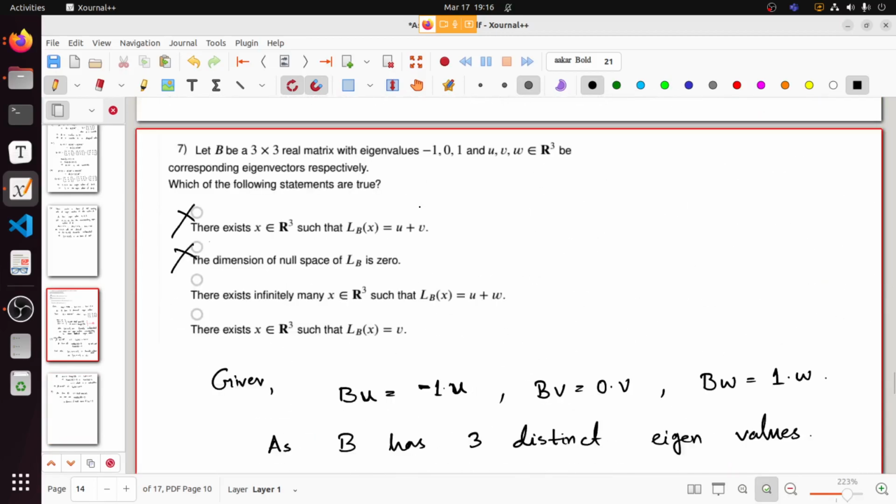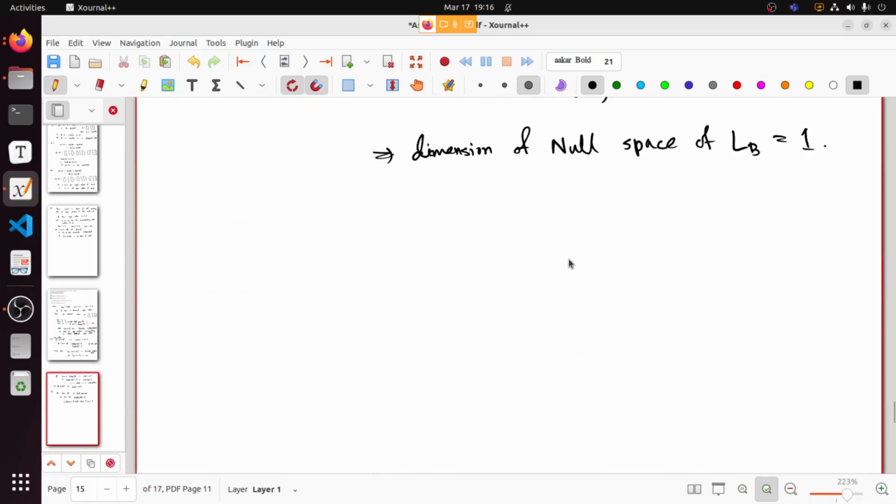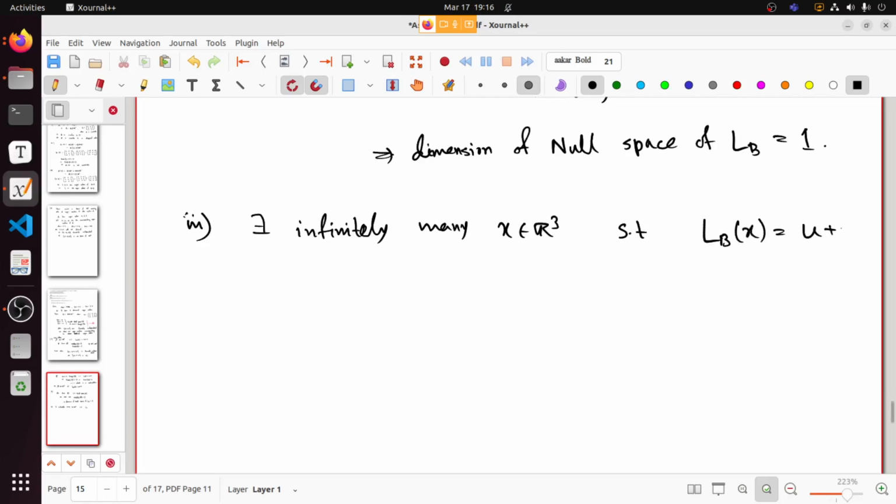So let's check option number 3. There exist infinitely many x in R3 such that LB of x equals u plus w. So let's check option number 3. We'll show this is true. There exist infinitely many x in R3 such that LB of x equals u plus w.